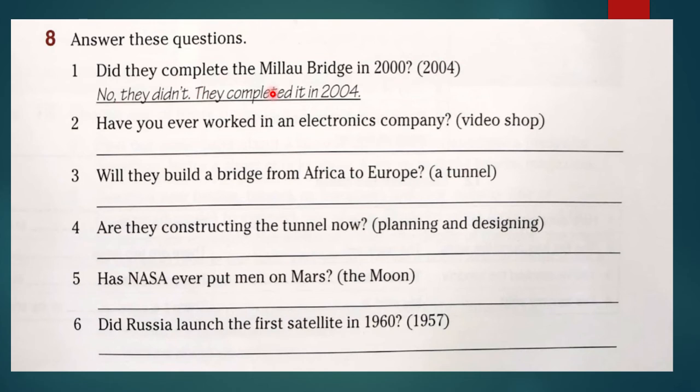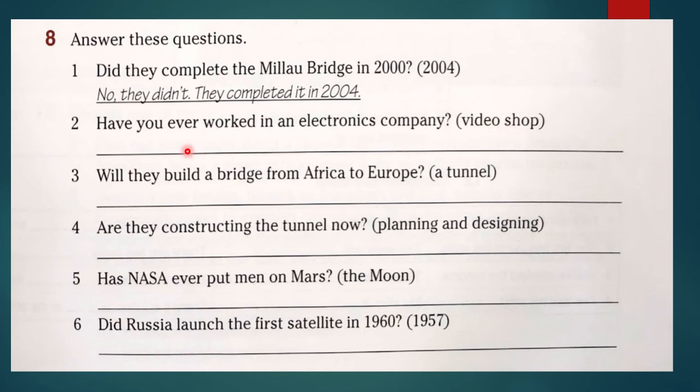Now, did they complete the bridge in 2000? No, they didn't. They completed it in 2004. This is 2004. We got it from here in 2004. So in this question number 2, now you need to answer with no, and the correct statement will be using this word or these words, video shop. Now look here. Have you ever worked in an electronics company? Now, the answer is no. You worked where? You worked in a video shop, not electronics company. So you will say no, and you say I worked in a video shop.